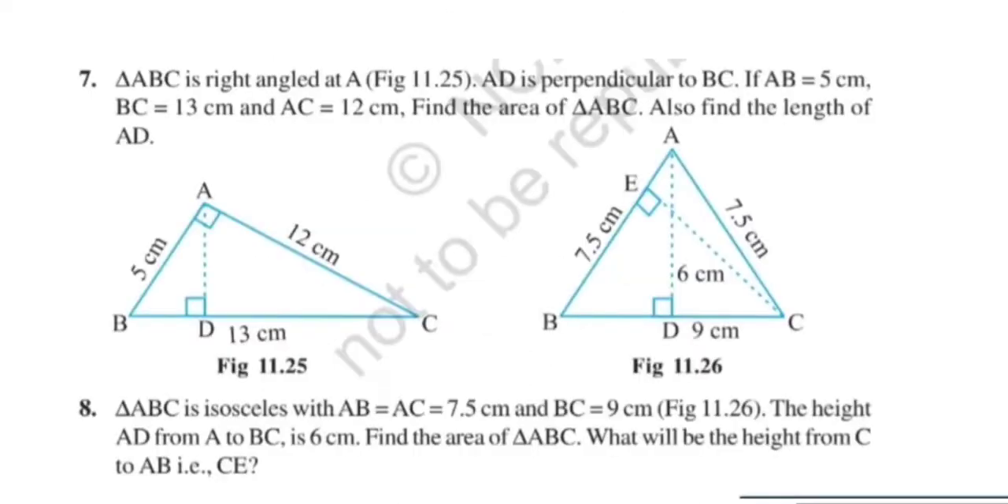Now see question number 7. Triangle ABC is right angled at A. AD is perpendicular to BC. If AB is equal to 5 centimeter, BC is equal to 13 centimeter and AC is equal to 12 centimeter, find the area of triangle ABC. Also find the length of AD.